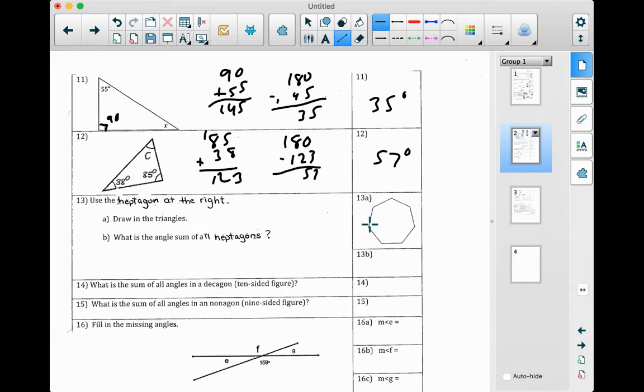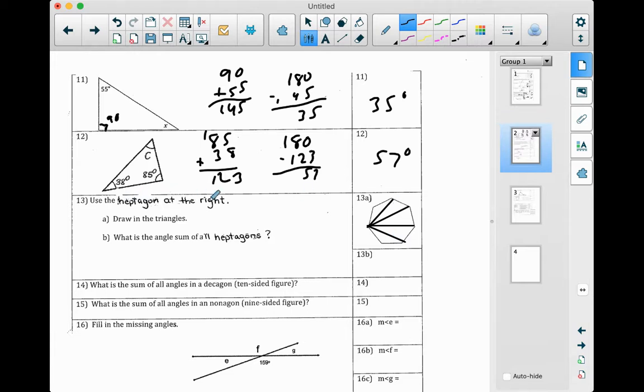It's already connected here. So let's get that one to draw a line here, here, here, and here. And it's already connected to that. Okay, so there's my triangles. If I count, that's 1, 2, 3, 4, 5 triangles, which is hopefully not surprising.